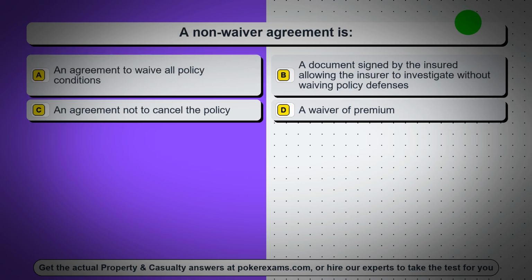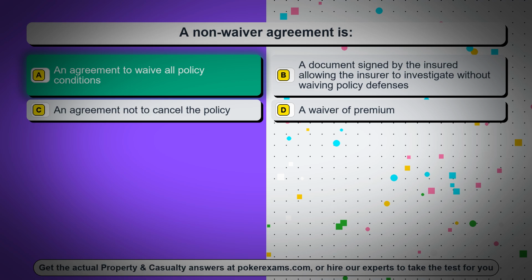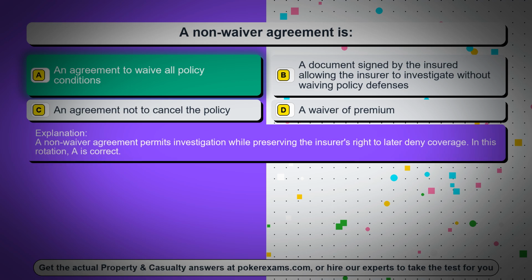Question 56. A non-waiver agreement is. Option A, an agreement to waive all policy conditions. Option B, a document signed by the insured allowing the insurer to investigate without waiving policy defenses. Option C, an agreement not to cancel the policy. Option D, a waiver of premium. The correct answer is option A, an agreement to waive all policy conditions. A non-waiver agreement permits investigation while preserving the insurer's right to later deny coverage. In this rotation, A is correct.